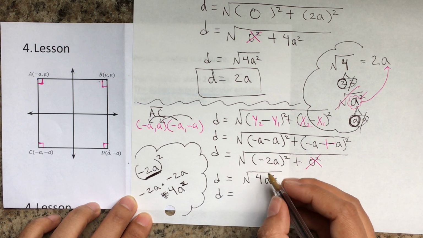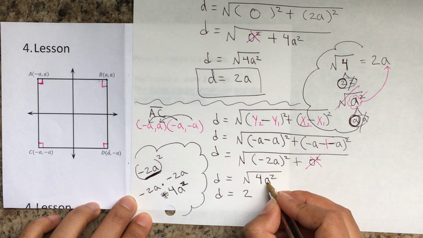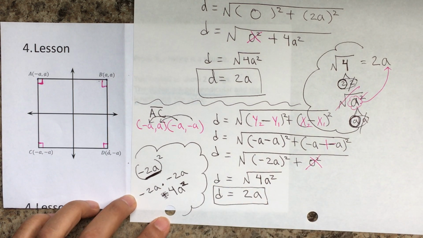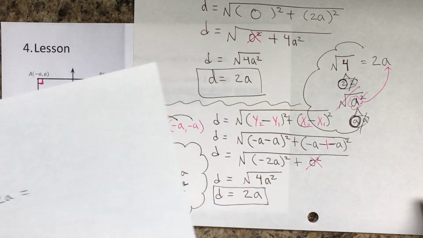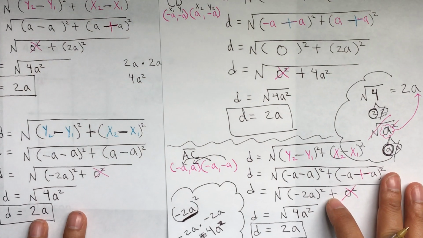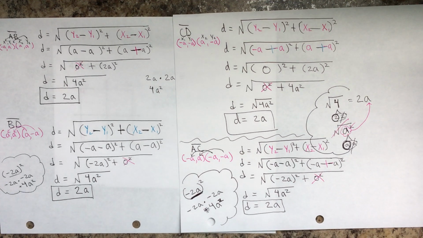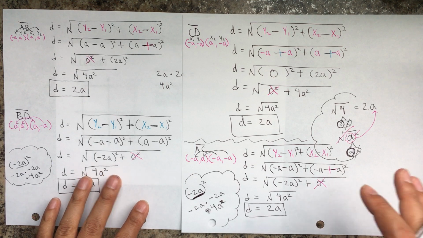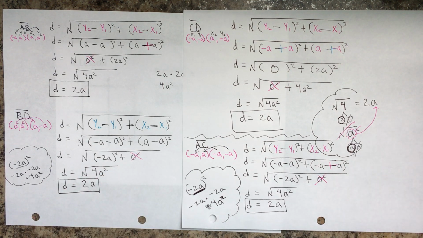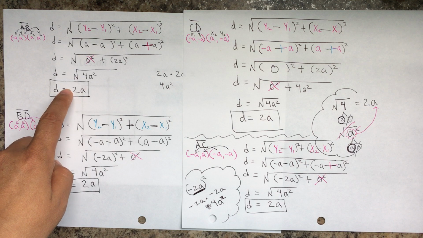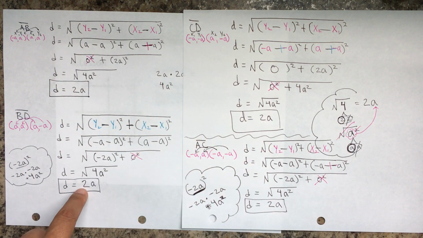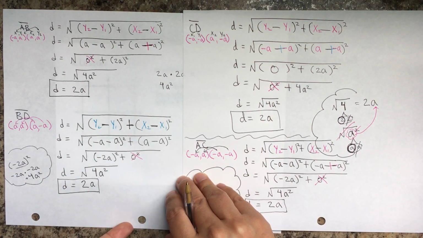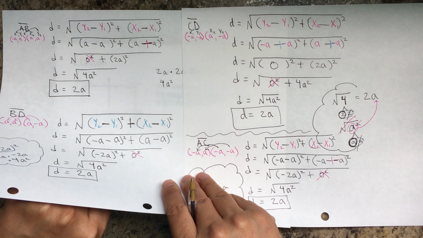Finally, what's the square root of 4? 2. What's the square root of a squared? A. And so, guess what? All four sides have the same measurement. So now, from the previous video and this, we have learned that this figure has the same distance for all four sides. Let me show you the figure. And therefore, the sides are congruent.